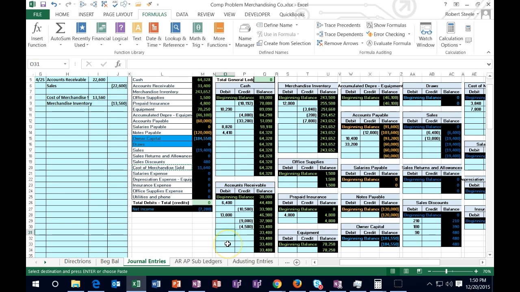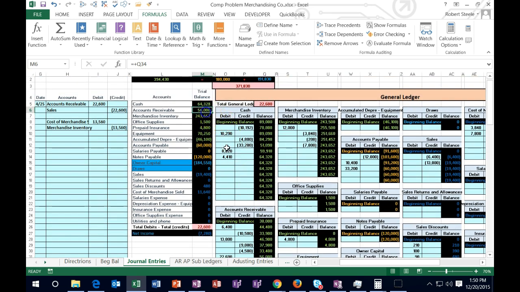So I'm in O31. I'm going to say equals, point to the 22.6 in I5 and enter. Accounts receivable goes up. And we can also see that happen here. And of course, we're out of balance until we record the other side, which is going to sales.